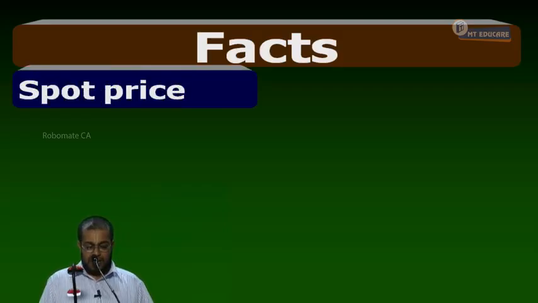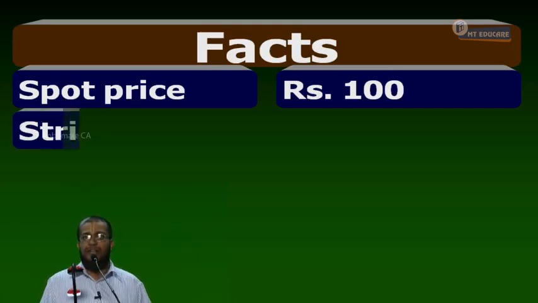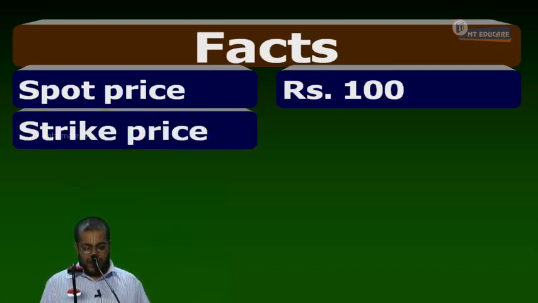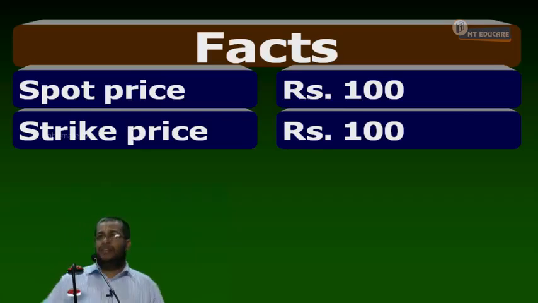Spot price. What is the spot price of the share? How much rupees? 100. Where can you get this number? From the share market. Today the share is trading at 100. Strike price. In the option market there is a contract with a strike price of how much rupees? 100 rupees. Strike price 100.